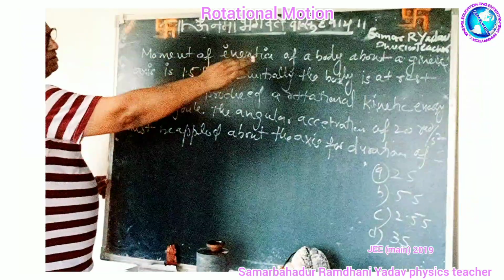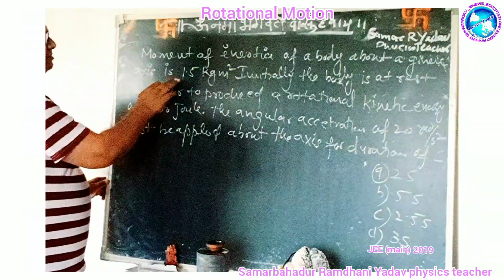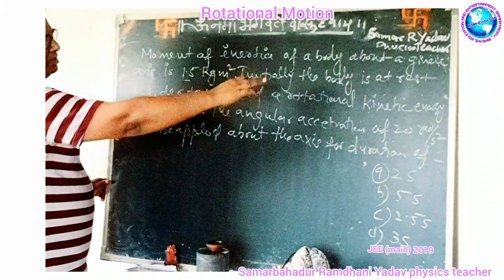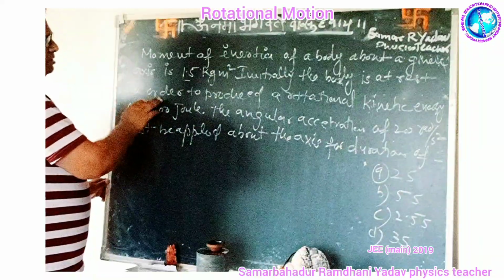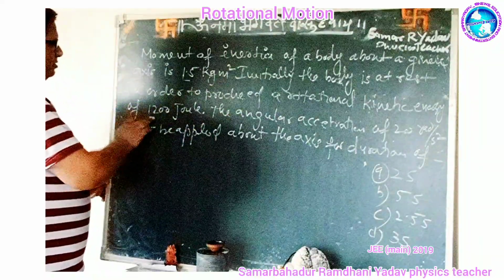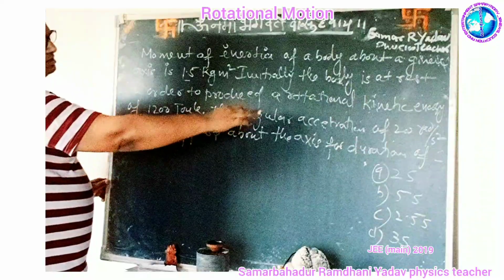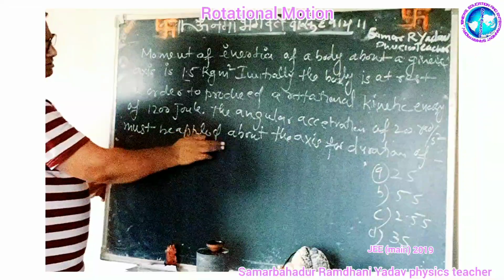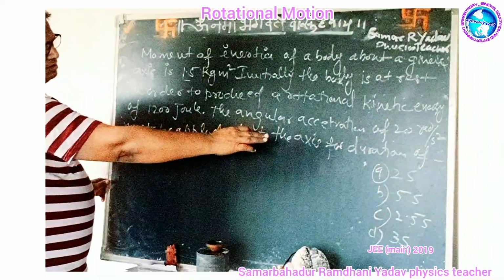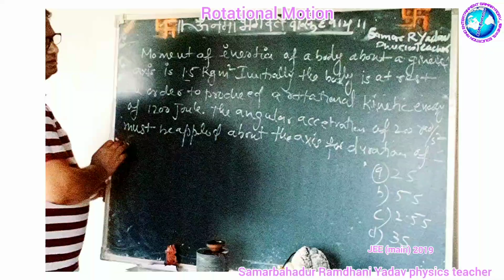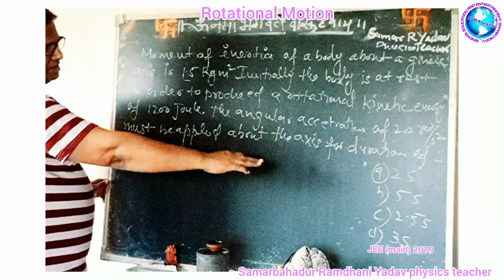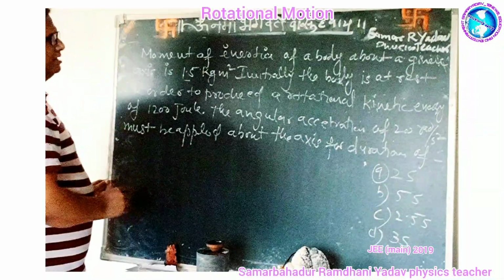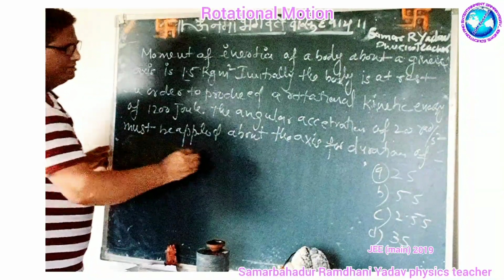Moment of inertia of a body about a given axis is 1.5 kg meter square. Initially the body is at rest. In order to produce a rotational kinetic energy of 1200 joule, an angular acceleration of 20 radian per second square must be applied about the axis for a duration of dash. That way we get the time here. There are four options given: A 2 second, B 5 second, C 2.5 second, and D 3 second.